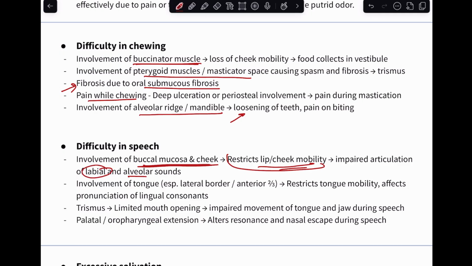Second, if there is tongue involvement, say the lateral border or the anterior two-thirds of the tongue, this will restrict the tongue mobility significantly, and that will affect the pronunciation of lingual consonants. Hence that will end up with difficulty in speech. If you have trismus, there is limited mouth opening, and you will not be able to do the usual tongue and jaw movements that you usually do during speech. Lastly, if it extends to involve the palate or the oropharynx, that will alter the resonance and cause nasal escape during speech. So these are all the reasons why a patient with buccal carcinoma can end up having difficulty in speech.